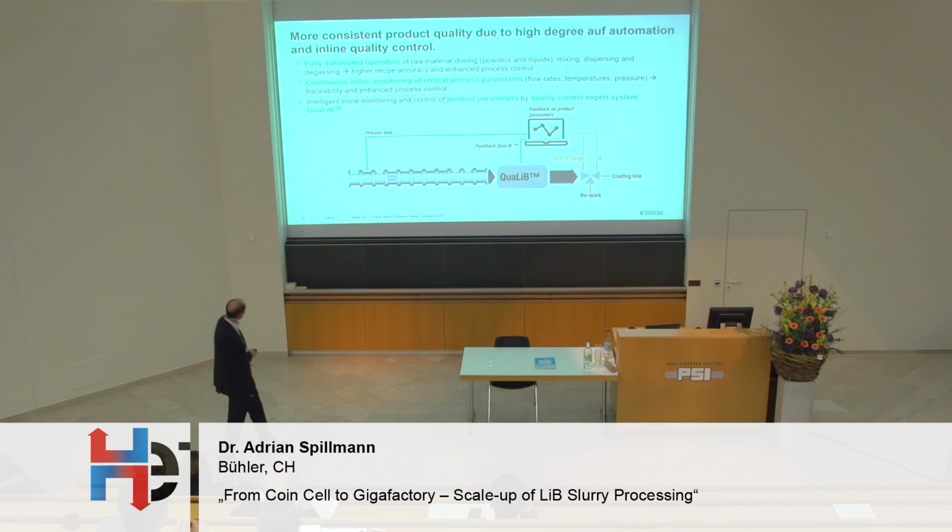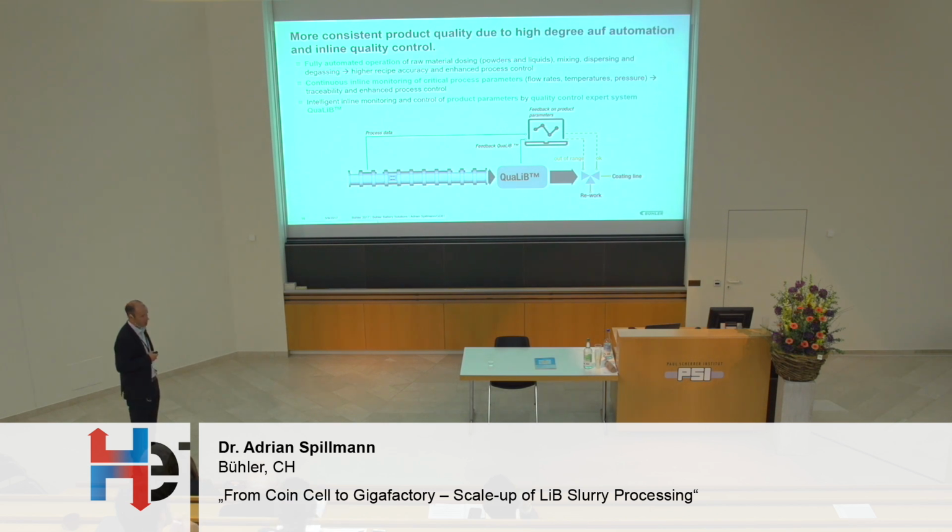So the fully automated operation of all the process steps, including the dosing of the raw materials, premixing, fine dispersing, degassing, and so on, enables better recipe accuracies, enhanced process control, and in the end, a better traceability of the product. This is also a very important aspect for large-scale production of the electrode slurry.